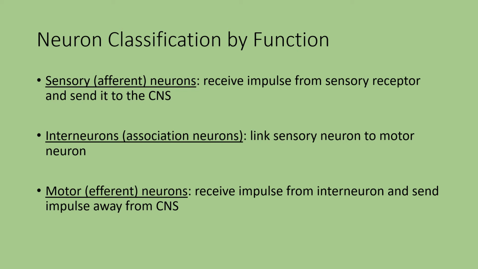The interneuron or association neuron interprets that information. Do we do anything? Well, yeah, we kind of need to move the hand. So it's going to send that information down the motor neuron away from the central nervous system, and it's going to stimulate the muscle for you to contract the muscle and move your hand away from the hot source.